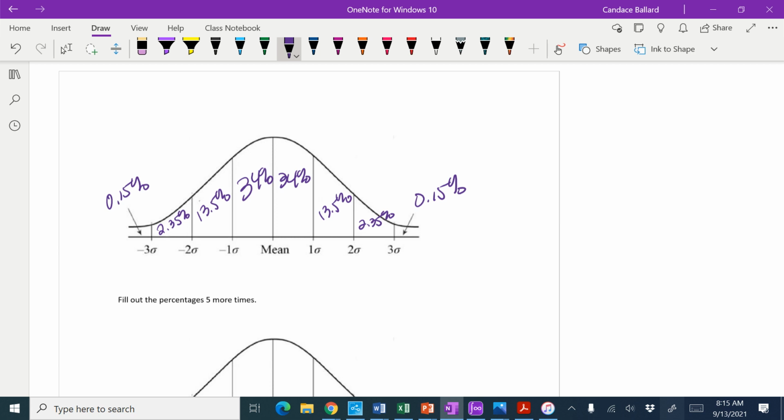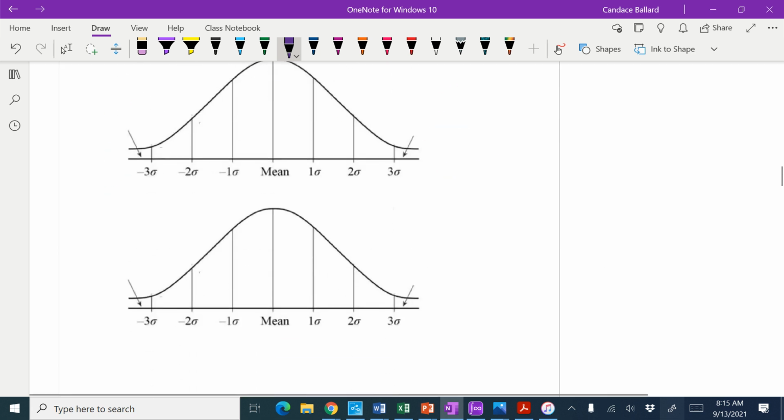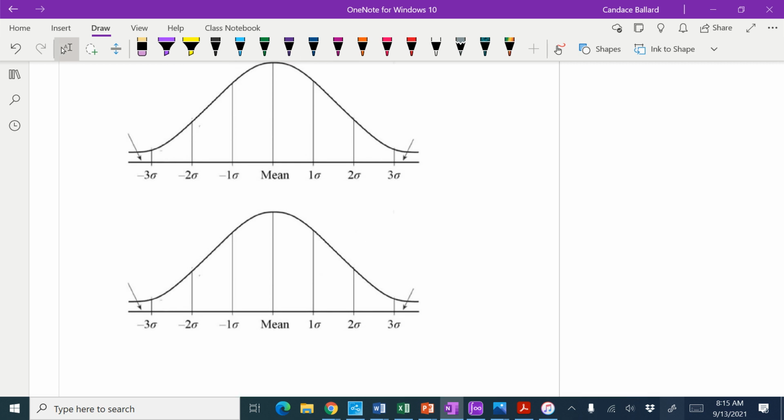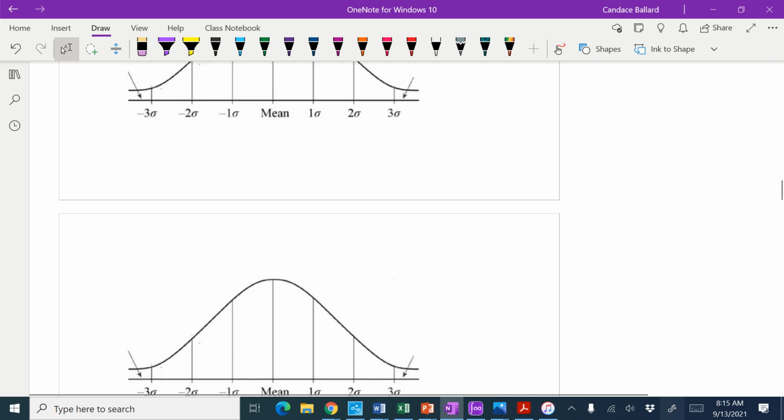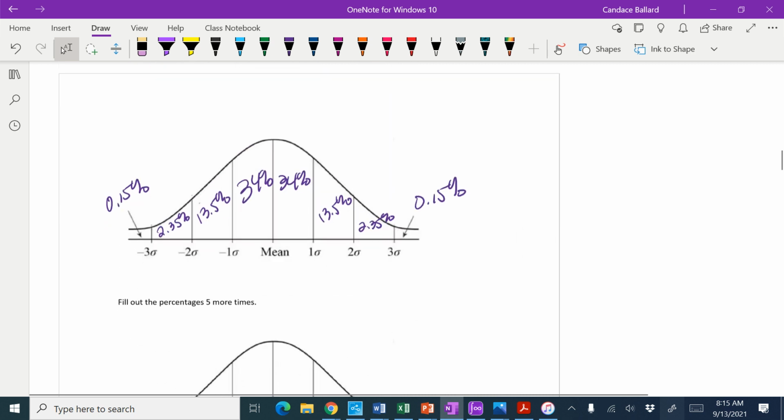Okay. I want you right now to write those out 5 more times. I gave you the charts, right? So remember down at the bottom, it takes you to the next page. So there's 2 pages of that. Write it out 5 times. See if you can get them memorized right now.